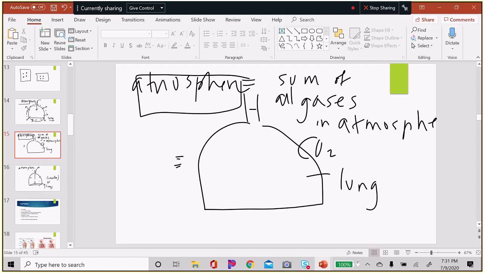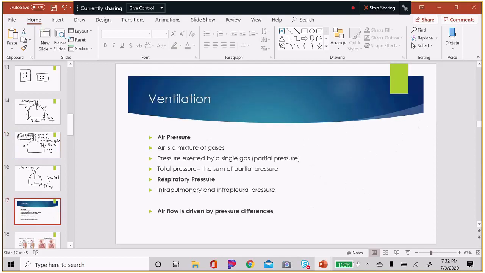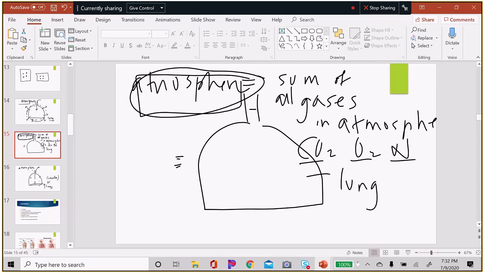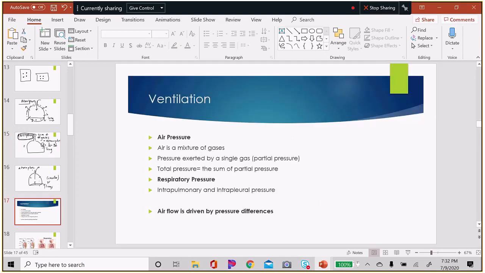Primarily, those gases are carbon dioxide, oxygen, and nitrogen. They all have their own amount of pressure, and if you add them all together, you get the pressure of the atmosphere. So each of these is considered a partial pressure. The total is the total pressure. The pressure inside the chest is made up of the intrapleural pressure and the intrapulmonary pressure, the pressure of the air inside the lungs and in the pleural space.